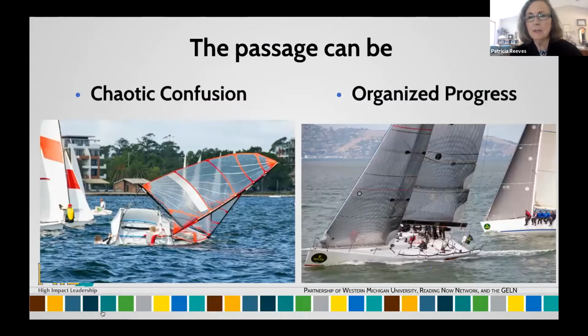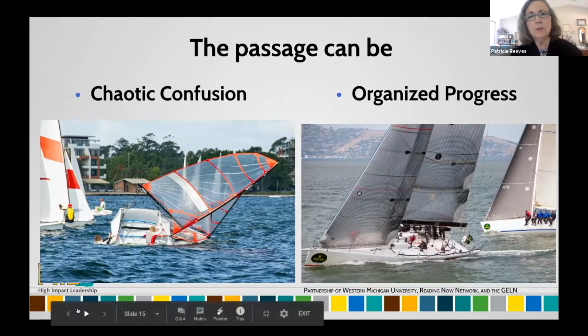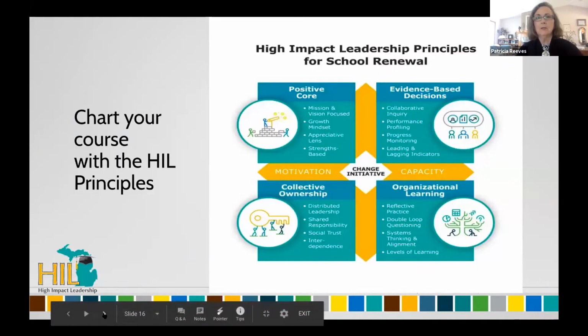What's at risk here is being buffeted around by the winds and ending up looking like this picture on the left of the screen, ending up in chaotic confusion because we simply haven't figured out how to work with the wind of change instead of having the winds of change just push us around. And so today we're going to focus on how the HIL principles will help us stay organized and move towards positive progress as we work around and work through all the ways in which the wind is going to blow this year. And of course, the big wind this year is whatever this interesting virus called coronavirus is going to decide to do.